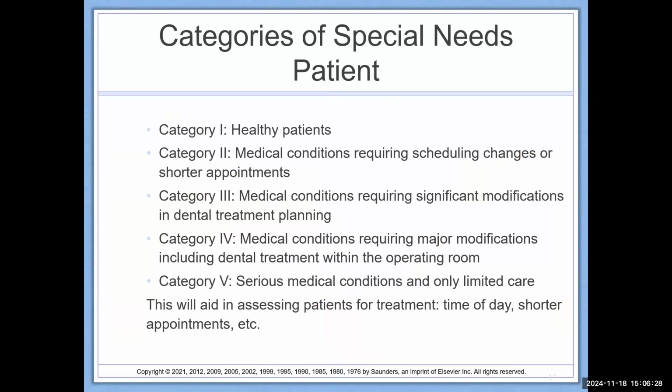And of course, as with many of the things we teach you in dentistry, there are always these categorizations of special needs patients. So a category 1 is a healthy patient. Category 2, you have medical conditions that require some sort of scheduling changes or shorter appointments. And then there's category 3, which requires significant modifications in the actual treatment planning. And then category 4, there's major modifications, maybe even in the operating room. And then category 5, there are serious medical conditions, and they're limited to just focused care. So this will aid in assessing patients for treatment, the time of the day, shorter appointments, etc.